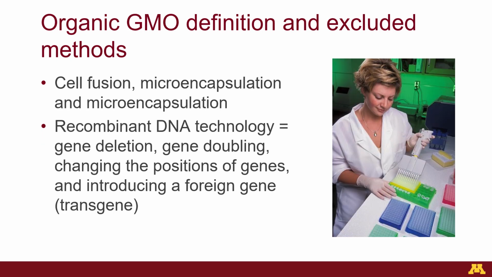A GMO is specifically defined and addressed under National Organic Program regulations. In order to obtain organic certification, farmers cannot grow crops or use products that were produced using excluded methods. Excluded methods consist of cell fusion, microencapsulation, macroencapsulation, and recombinant DNA technology that includes gene deletion, gene doubling, changing the position of genes, and introducing a foreign gene. Foreign genes are also called transgenes.